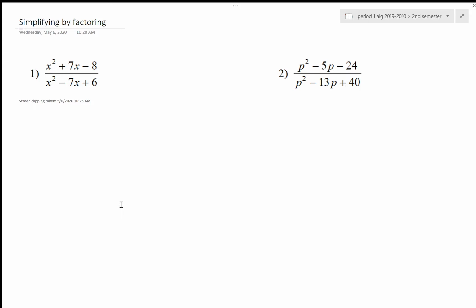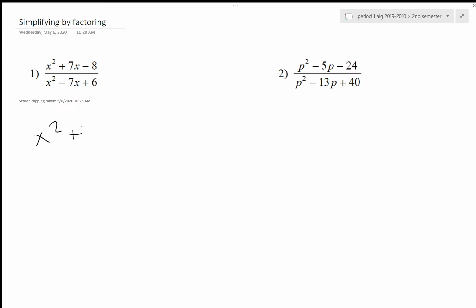The first thing most students do wrong is they want to cross these out. Okay, we cannot. We can only cross them out if they were in parentheses and they were exactly the same. And this is not exactly the same. So this is plus 7x minus 8 and this is minus 7x plus 6. So don't cross those out. You cannot do that.